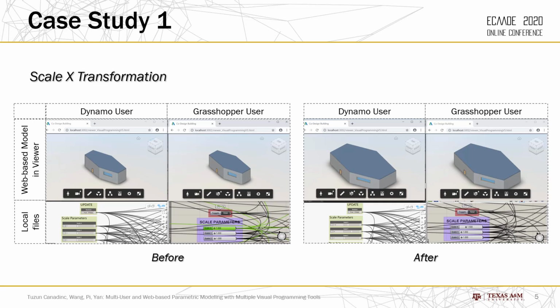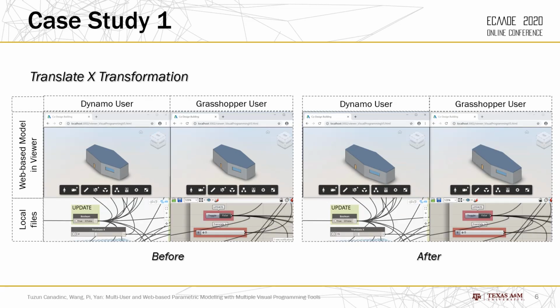The users collaborated by manually updating their visual programming files with the data they retrieved from the web-based model. Due to the complexity of parametric rotation, it was only tested by simulating a single Grasshopper user currently, and it worked partially.